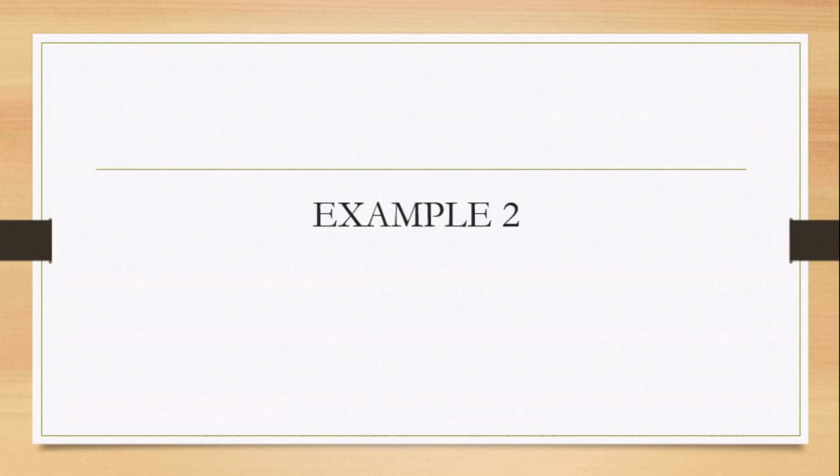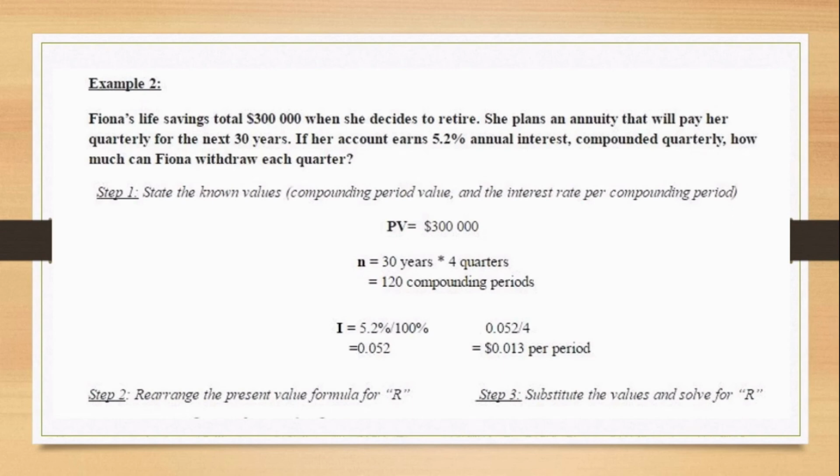We have example number 2. Fiona's total life savings are $300,000 and she wants to plan an annuity where she can have constant withdrawals quarterly for the next 30 years, and the annual interest rate is 5.2%, which is compounded quarterly. How much can she withdraw each quarter?